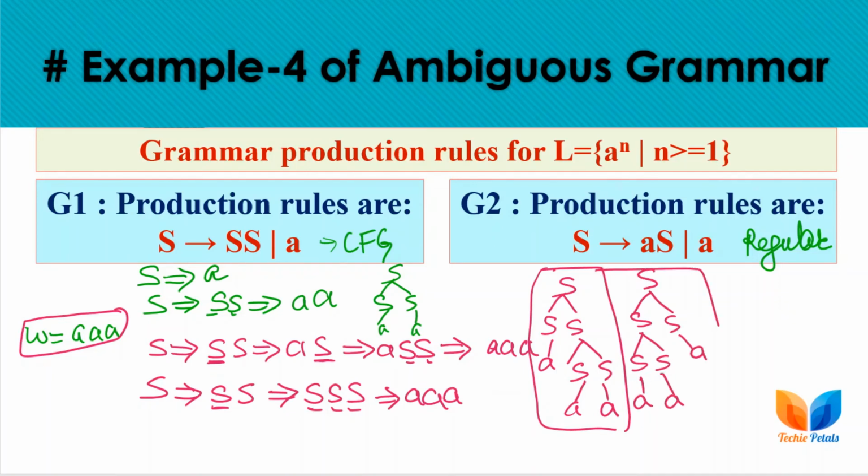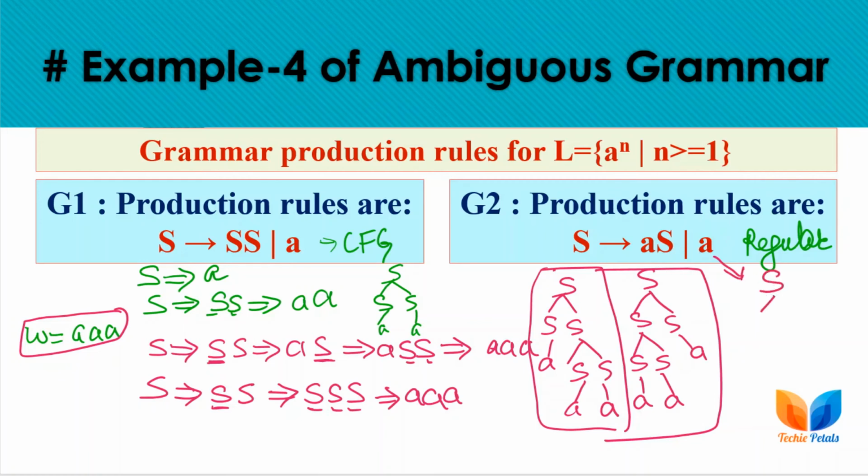Okay, so as we are having two derivation trees, or two leftmost derivations, for this particular string to derive triple A, we can say that this grammar is ambiguous. And if we try to derive any string from the other grammar, we will have only one option, meaning only one derivation tree for any string of any length.